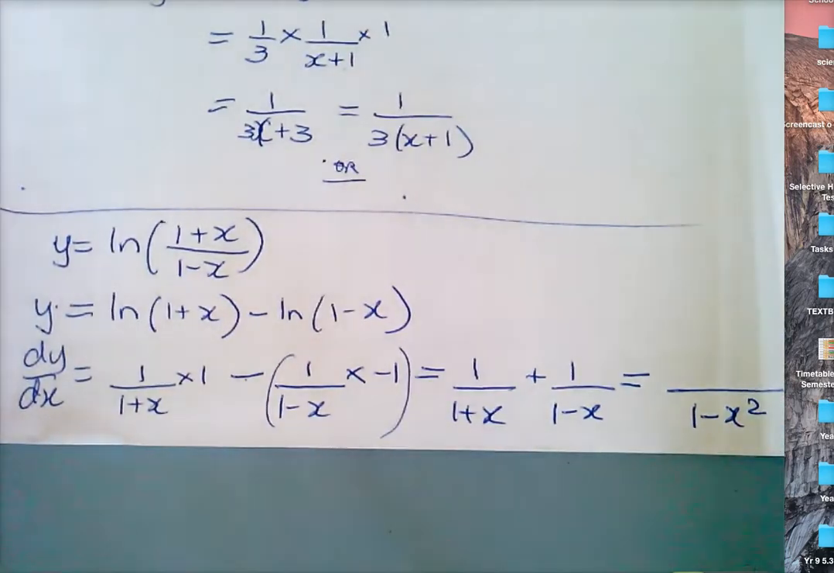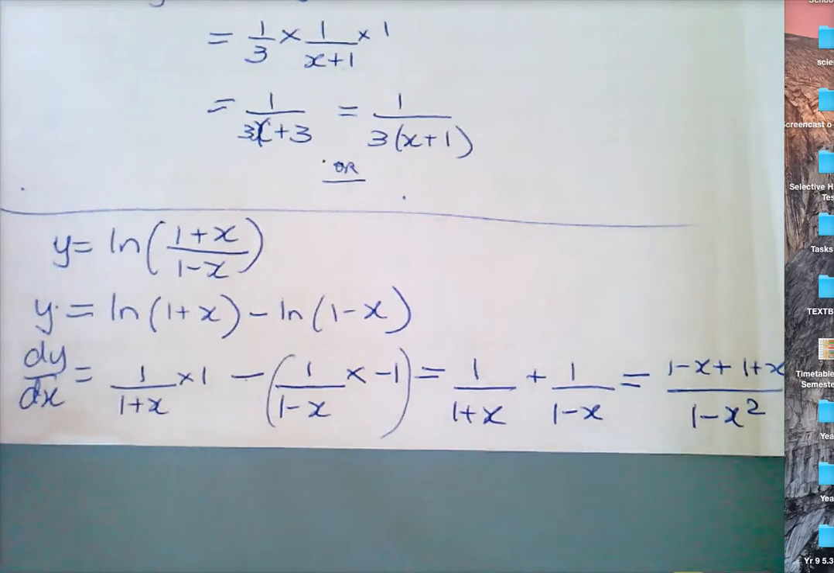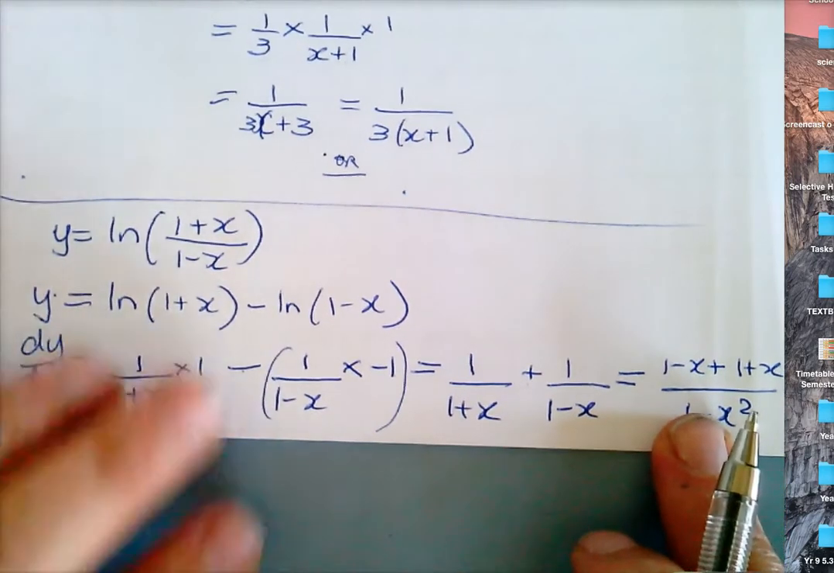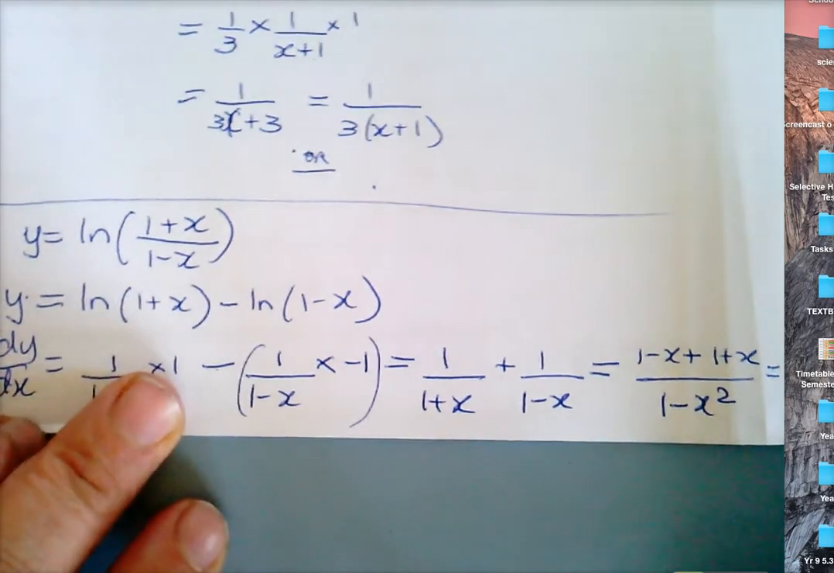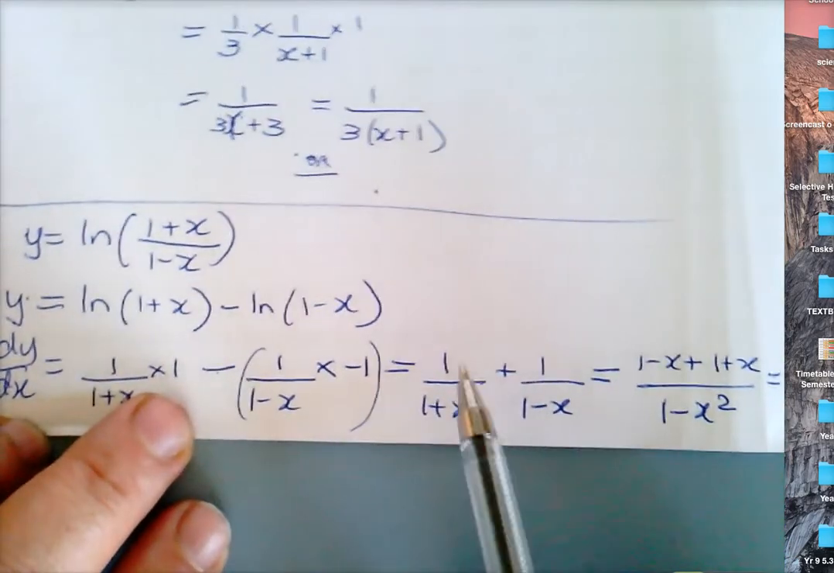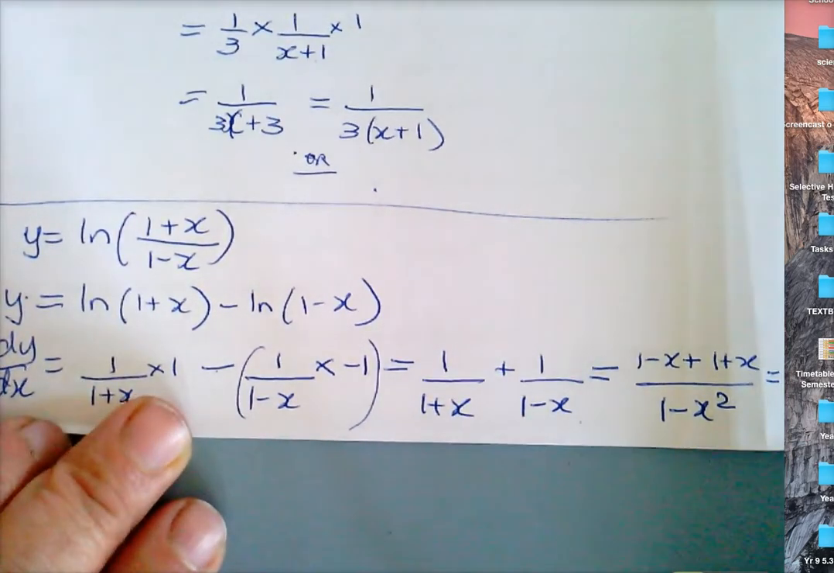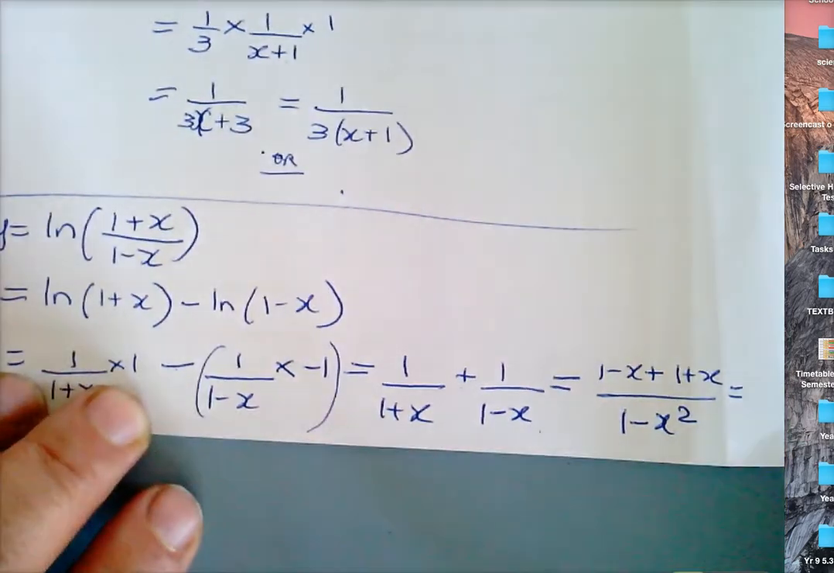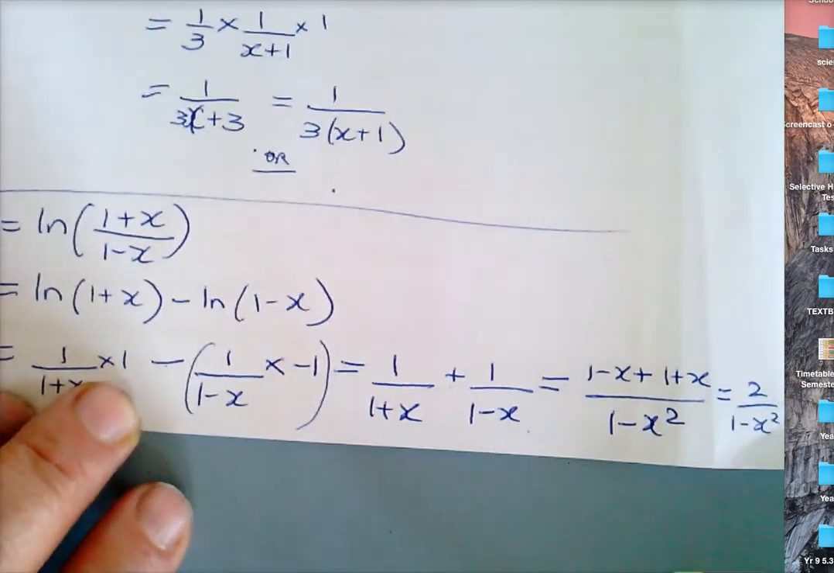So what are we going to do now? Come on, what's the numerator? Plus 1 plus x. Well, it doesn't matter. Equals. Because I'm multiplying the first fraction by 1 minus x over 1 minus x and the second one by 1 plus x over 1 plus x. What do you get? 2 over 1 minus x squared.